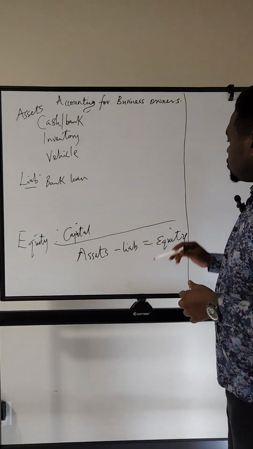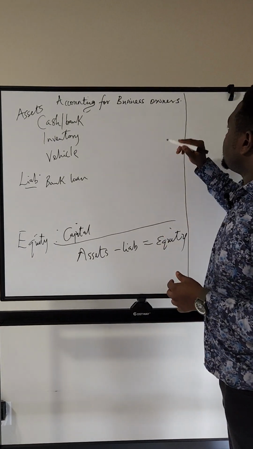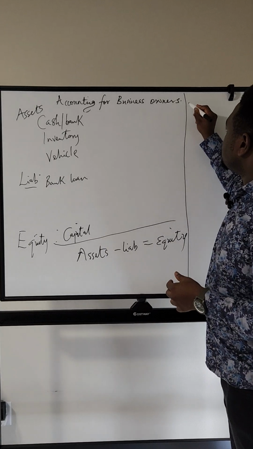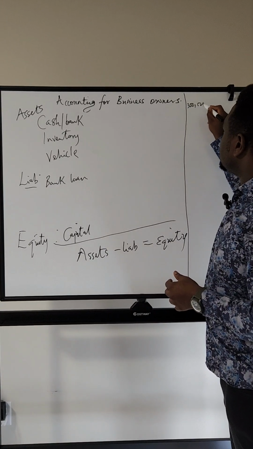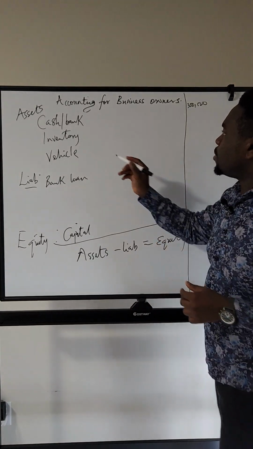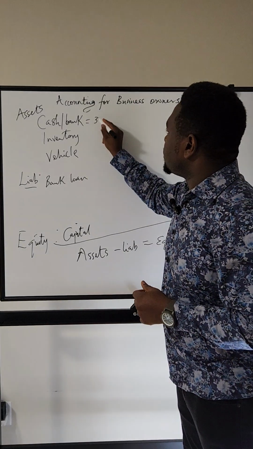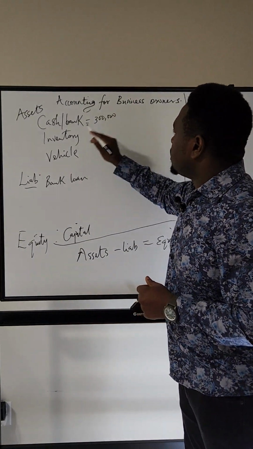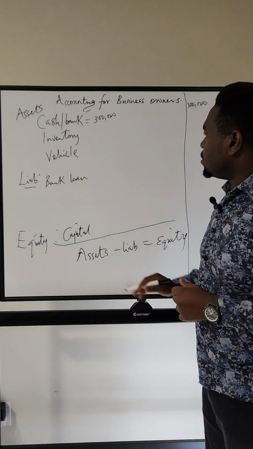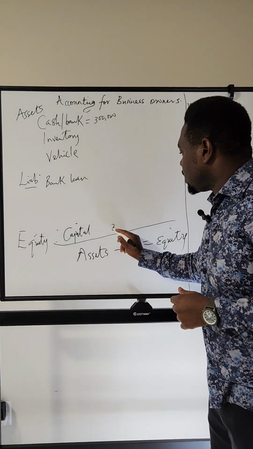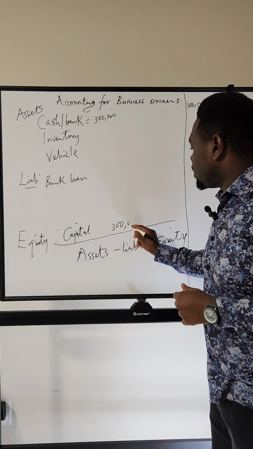Now, let's assume you invested, let's just say you invested 300,000. Let's put 300,000 into the business as capital. What happens? Do not forget, the money gets into the bank of the business. So 300,000 is recorded in bank, and then 300,000 will be recorded as capital. Okay. Do not forget that.